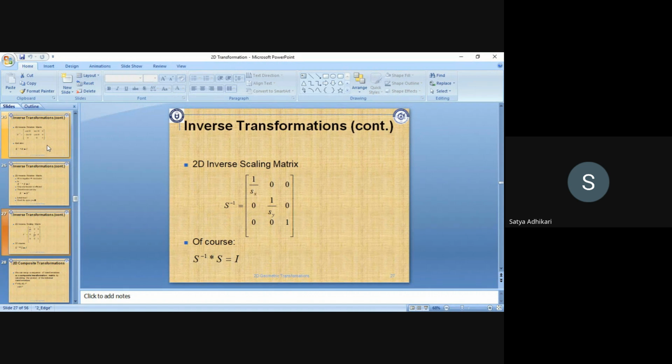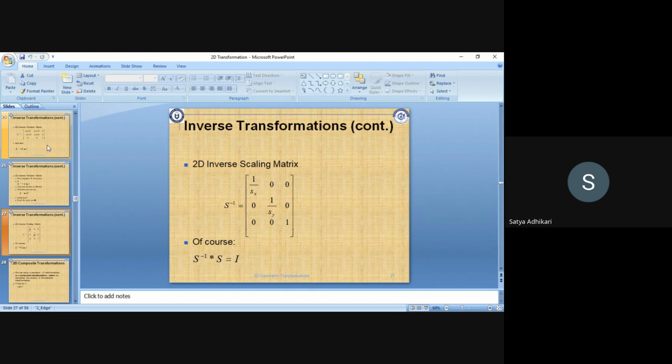Similarly, in the inverse scaling matrix, we have to divide here. You see 1 by Sx. In the original scaling matrix, we have Sx 0 0, 0 Sy 0, but here S inverse equals 1 by Sx. That is, we have to divide, or we have to multiply by 1 by Sx to get the original size.